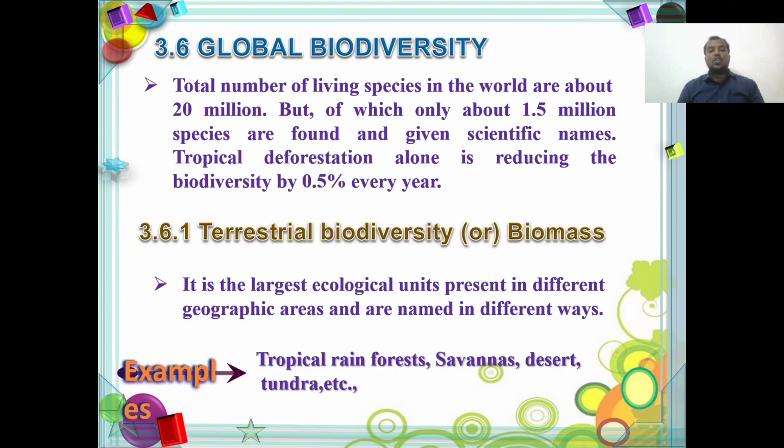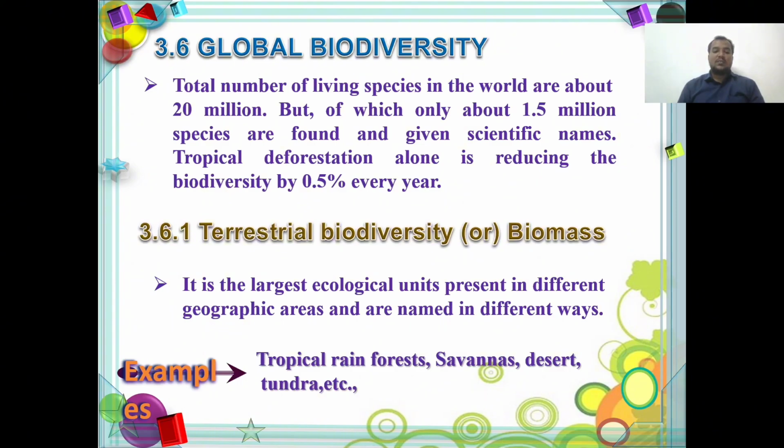Then, global biodiversity. The total number of living species in the world is about 20 million, of which only 1.5 million species have been given scientific names, and tropical deforestation alone is reducing biodiversity by 0.5 percent every year.